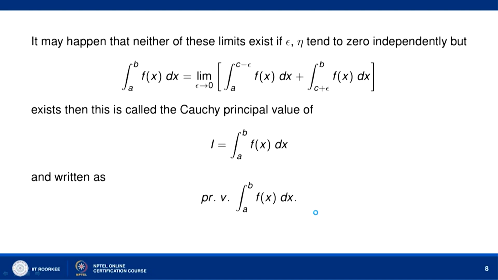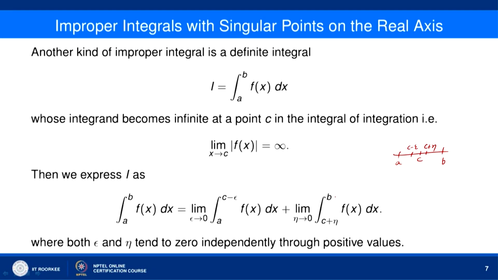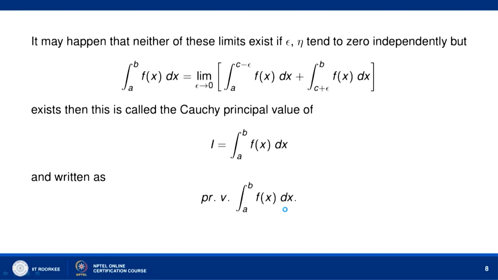Now, it may happen that neither of these limits exist, or both of them may not exist, but the limit of integral over a to c minus epsilon f(x) dx plus integral over c plus epsilon to b f(x) dx as epsilon tends to 0 exists. So, then this limit is called the Cauchy principal value of integral a to b f(x) dx, and we write it as principal value of integral a to b f(x) dx.